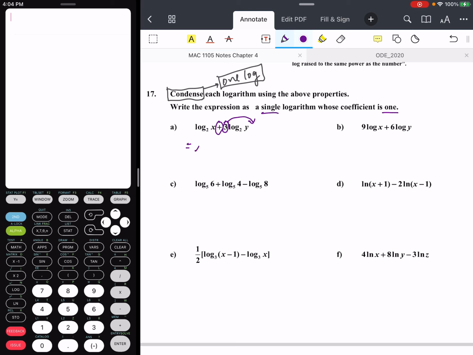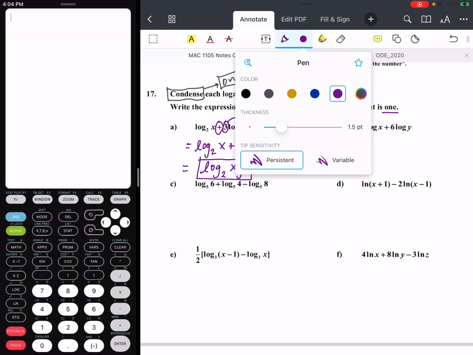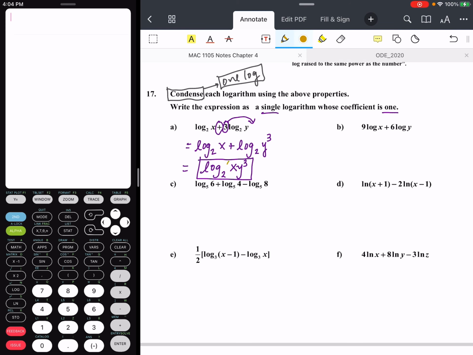So I'm going to first rewrite this as log base 2 of x plus log base 2 of y cubed. So applying the power rule there. And now I'm able to apply the product rule. Log base 2 of x y cubed. And if you want, you don't actually need it because they're already multiplied together. But if you want, you can pop parentheses around that, and that's fine.